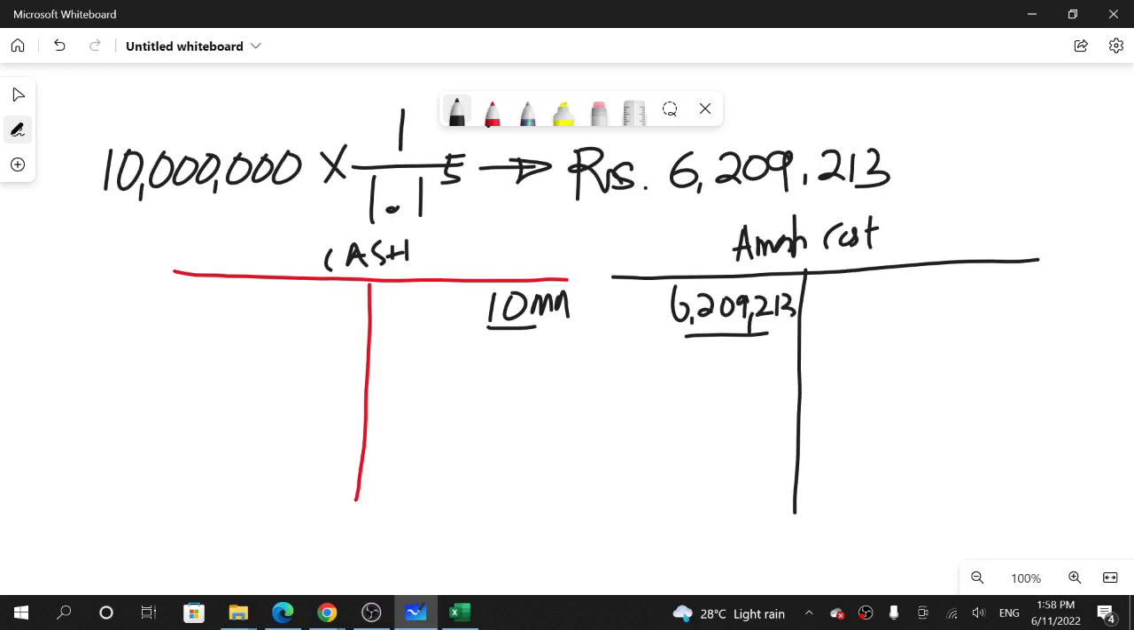Where do you recognize that balance amount? You should not recognize that as a financial asset. You can recognize only 6,209,230 as the financial asset, not the balance part. What should you do for the balance part? You have to recognize that as an expense in P&L. Okay, right, write down. The difference of rupees 3,790,787.